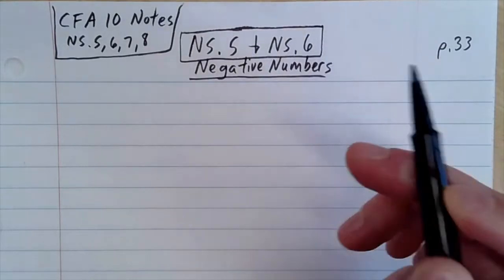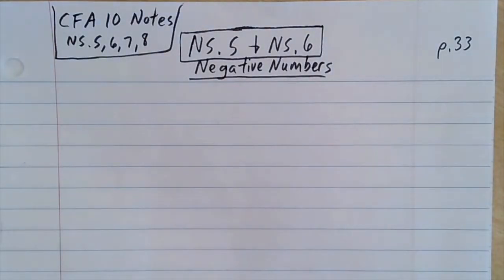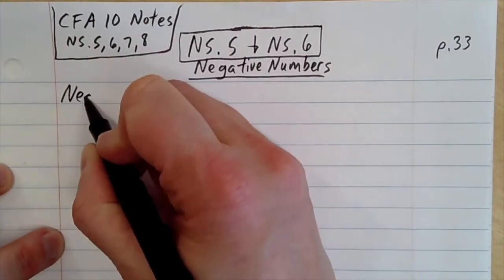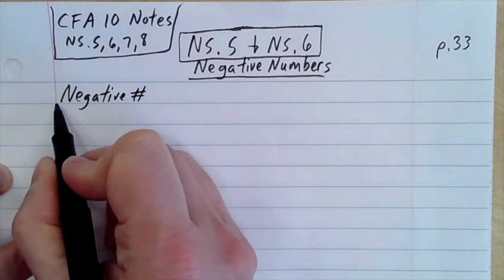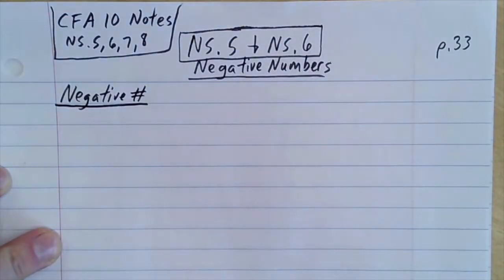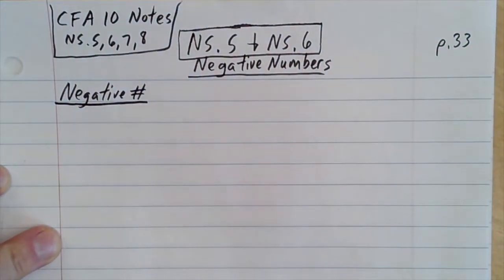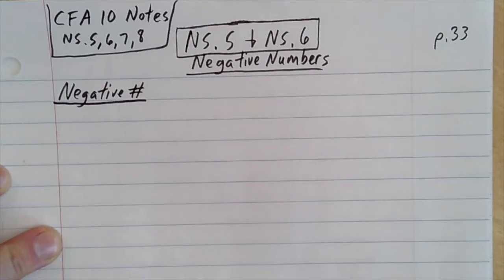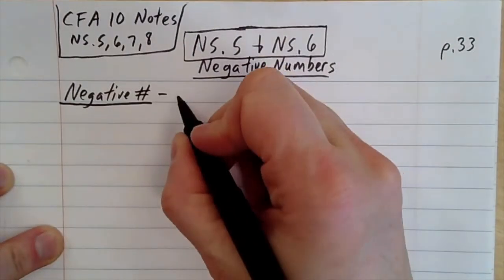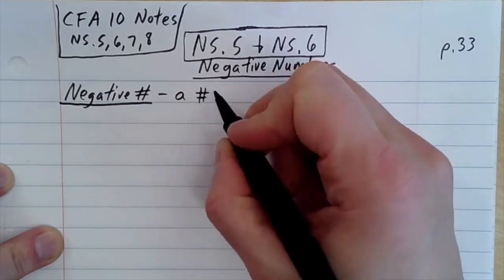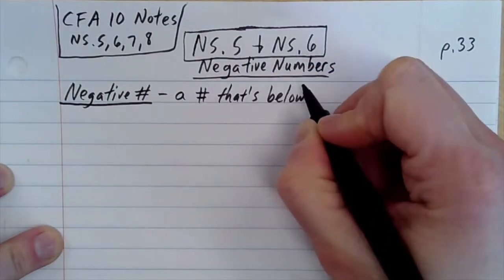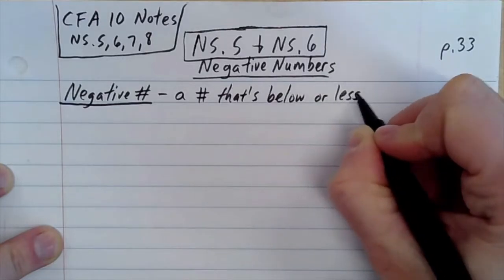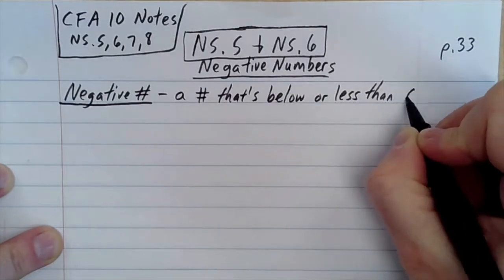Sounds scary, but it's not too bad. So negative numbers. So first off, I'm going to write that here. What are negative numbers? If I ask you what's a negative number, we just normally say they're numbers that are less than 0 or below 0. So I'm going to say a number that's below or less than 0.